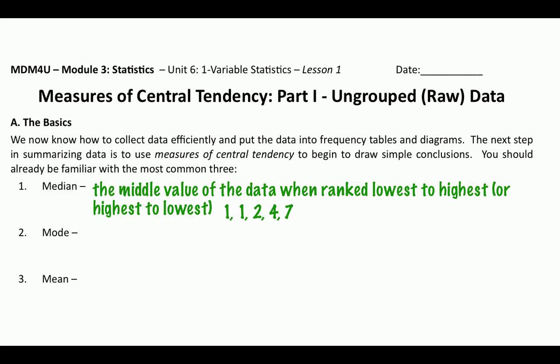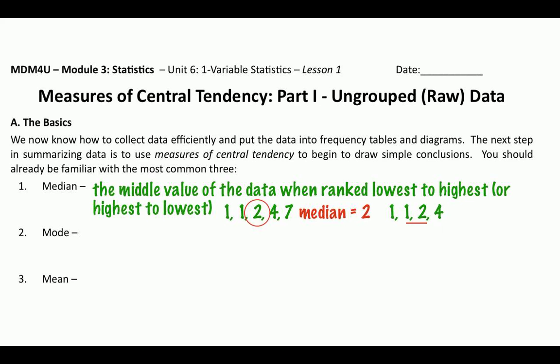Here's a quick example, just exactly what you were saying. If I've got the data set 1, 1, 2, 4, and 7, the median for this set of data would be 2, because it's the middle point of the data. But as you were saying before, if I have, say, 1, 1, 2, and 4, what's the median of this data? Well, there is no middle datum.